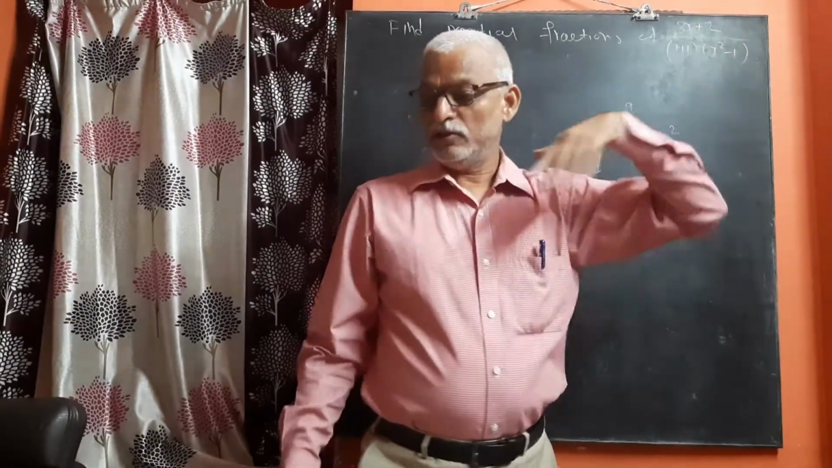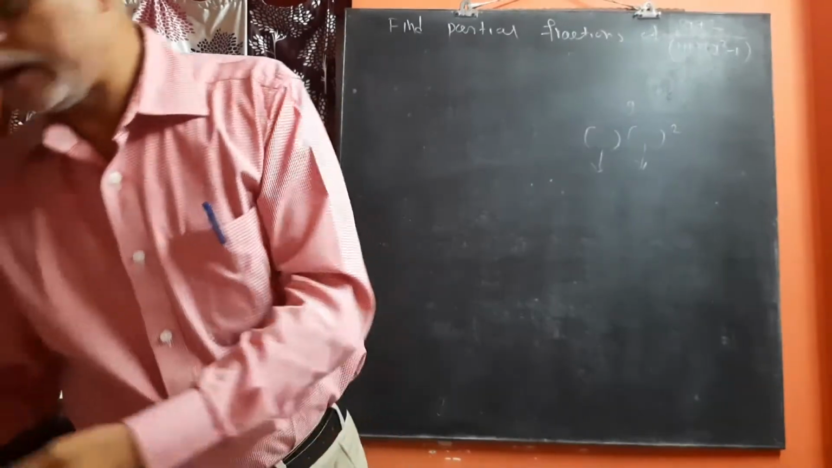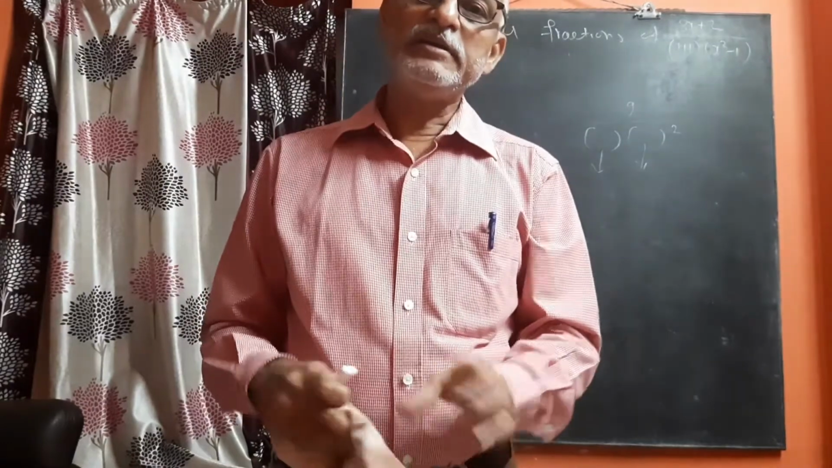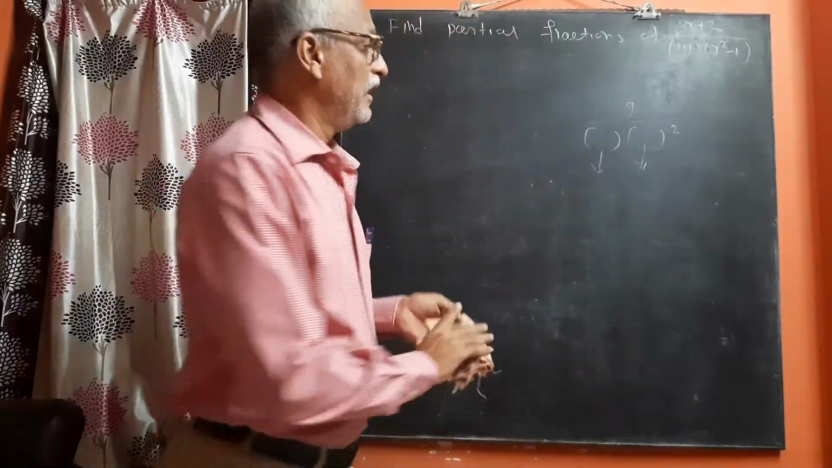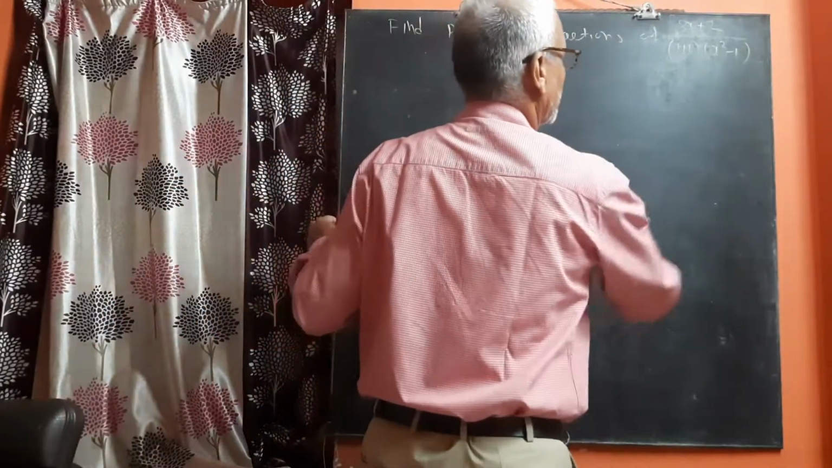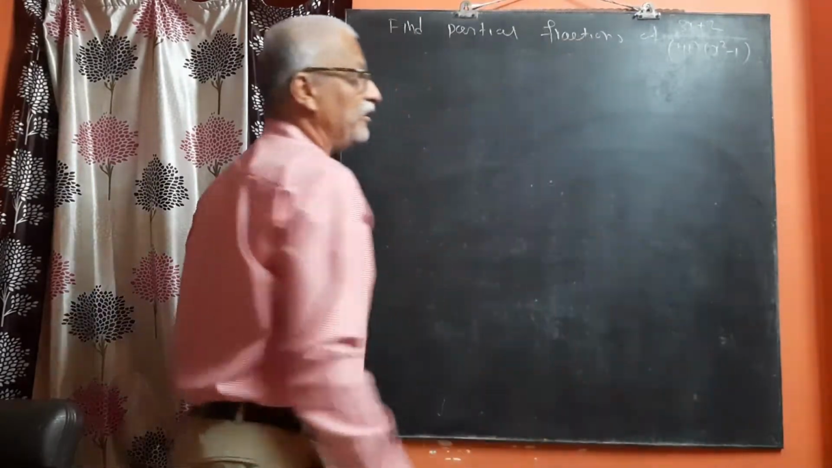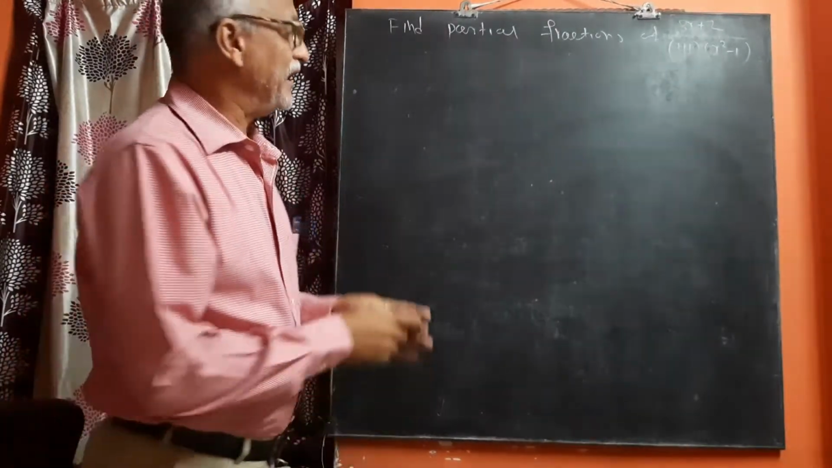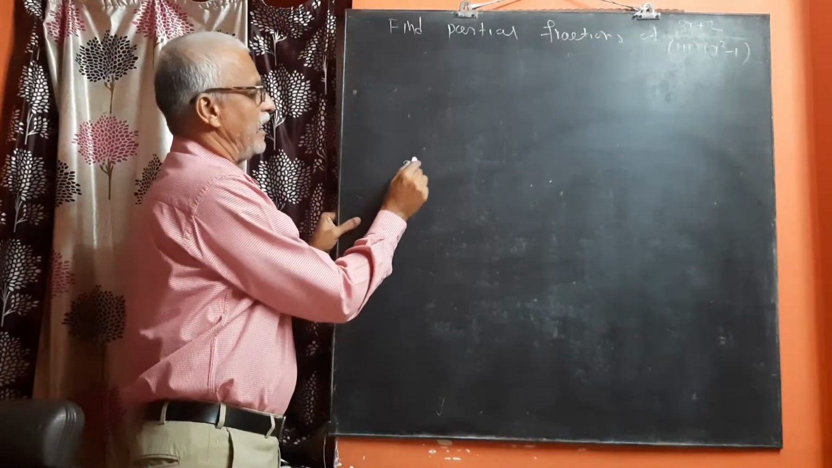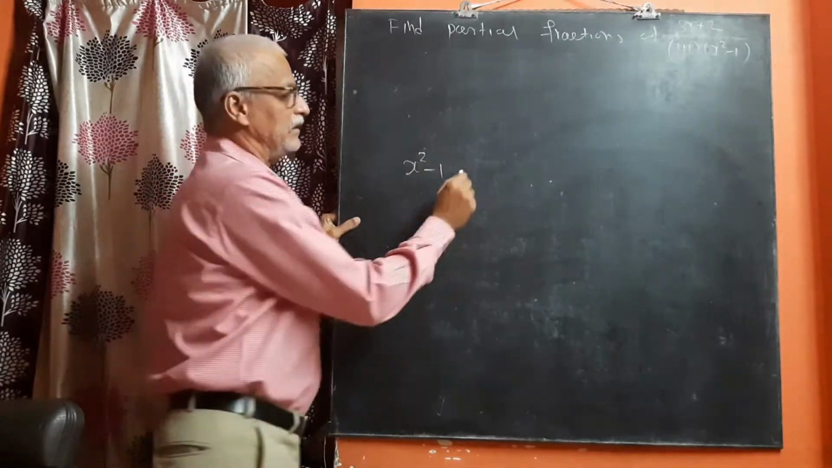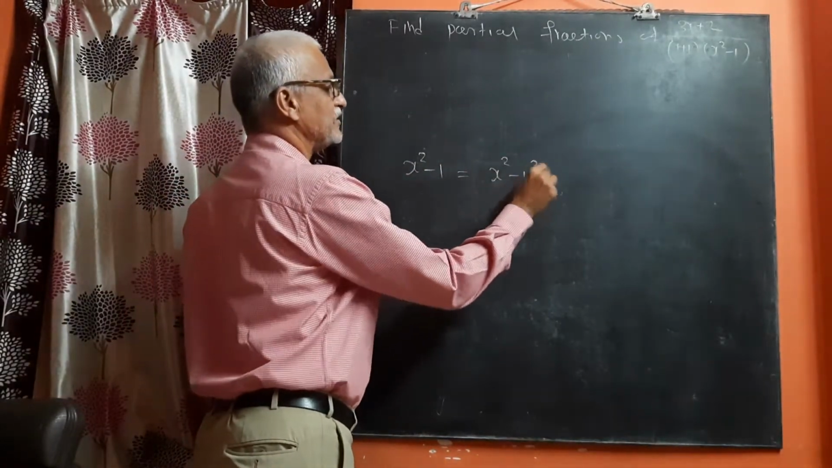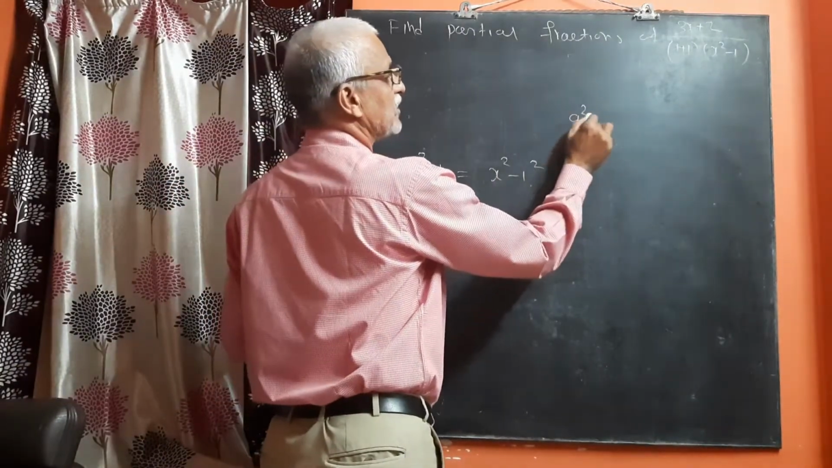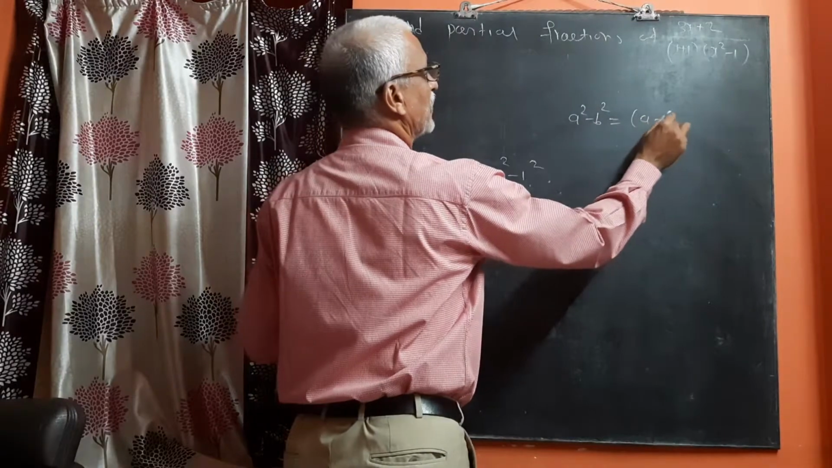Now, I told you in the previous lectures that if there is a quadratic equation, then you have to try to get the factors of that quadratic equation. Now x square minus 1 here, this can be written as x square minus 1 square. We know that a square minus b square is equals to a minus b into a plus b.